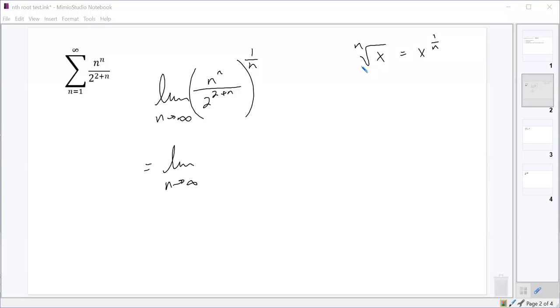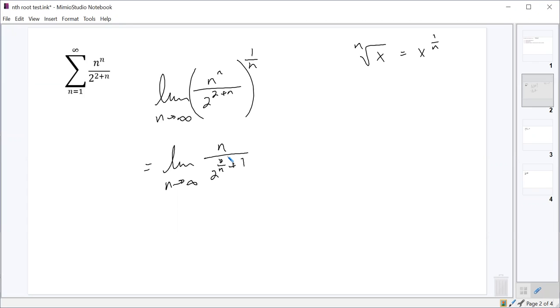Not 1, it's n to the n to the 1 over n. Yeah, it should just be n, right? And what about 2 to the 2 plus n being raised to the 1 over n power? If I'm going to apply that 1 over n, it should be multiplied to both the 2 and the n there. So what does that power become? It becomes 2 to the 2 over n plus 1.